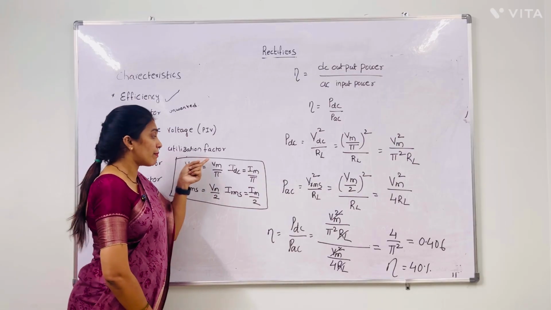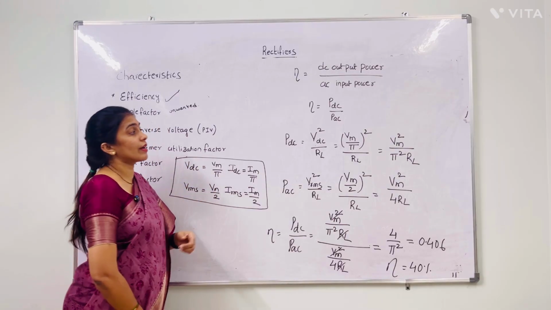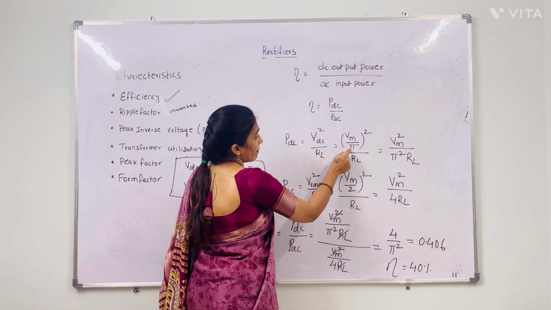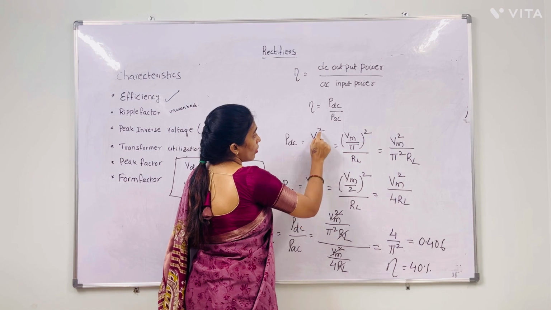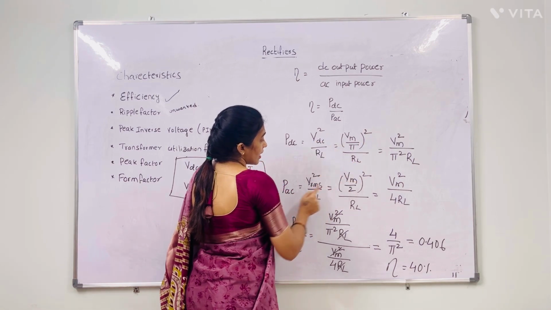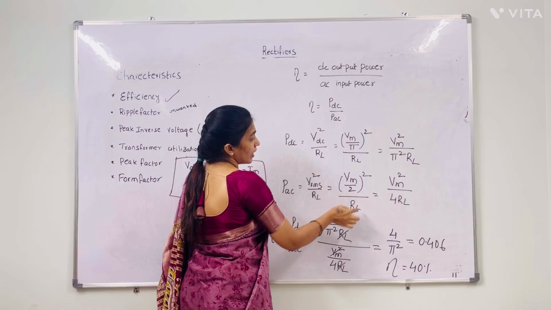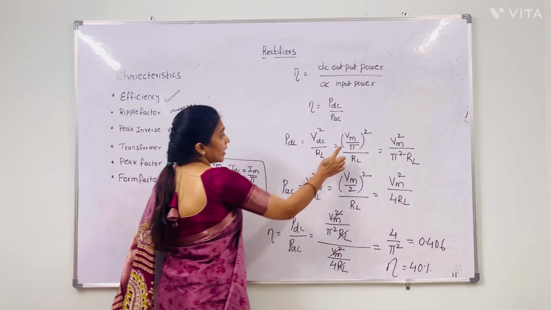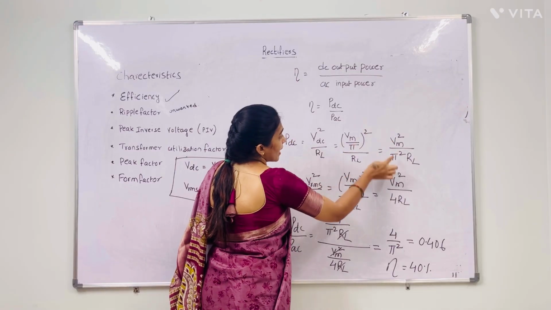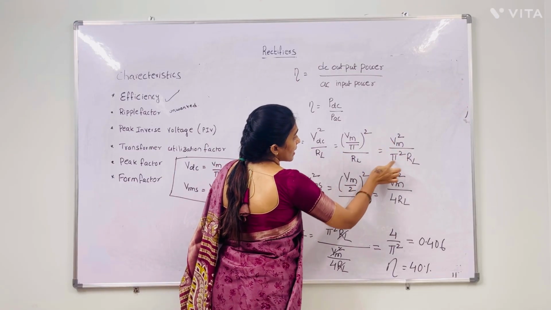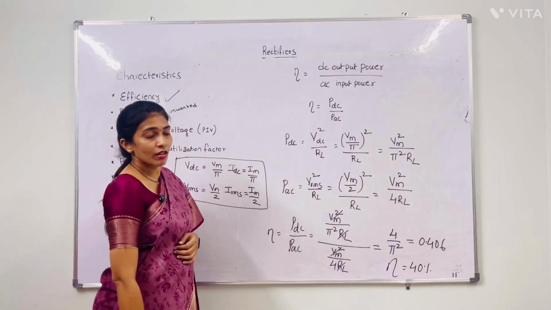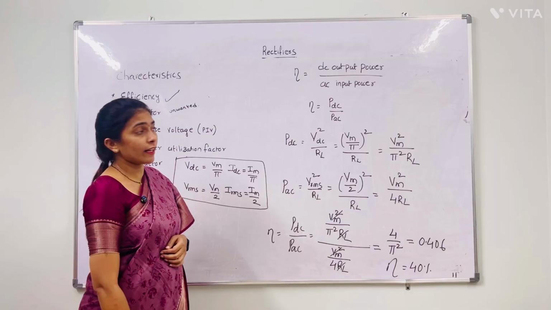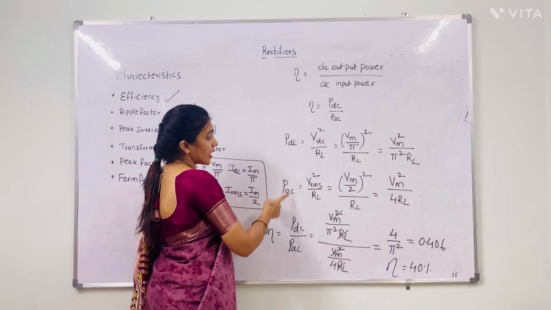VDC value is Vm by pi, VRMS value is Vm by 2. Instead of VDC we take (Vm by pi) whole square by RL, and here (Vm by 2) whole square by RL. So PDC is Vm square by pi square RL, and PAC is Vm square by 4 RL. We calculated DC power and AC power.